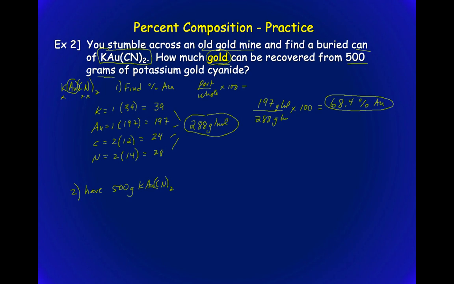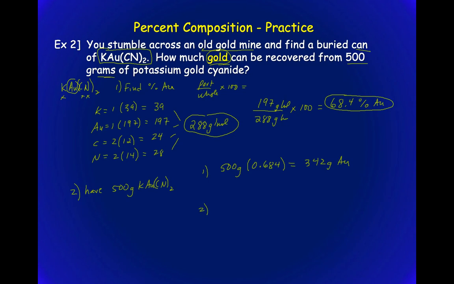Well, I could do it two ways, right? I could take 500 grams and multiply it by 0.684. This is probably the best way to do it. So if you take the mass times the percentage, you will get 342 grams of gold. Again, you're taking 68% of 500.